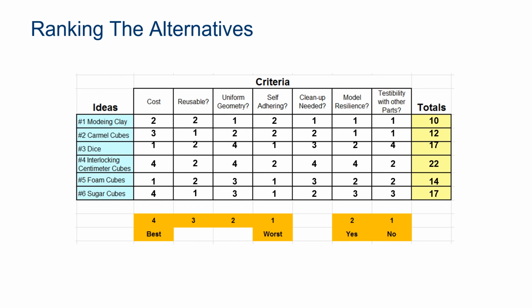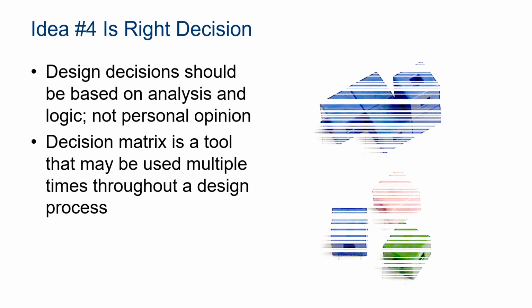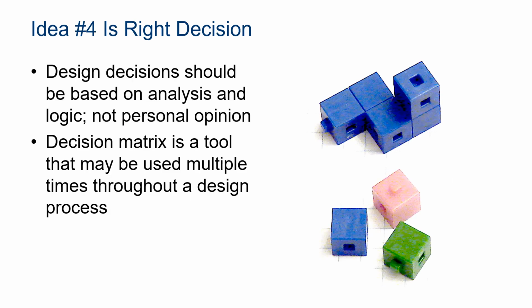And if there's ever a criteria that's like the cost is super important, you could even weight your criteria and double everything. So instead of a 4, you put an 8, and instead of a 1, you put a 2, if you wanted to weight a category. So that's an option as well. So number 4 is the right decision.